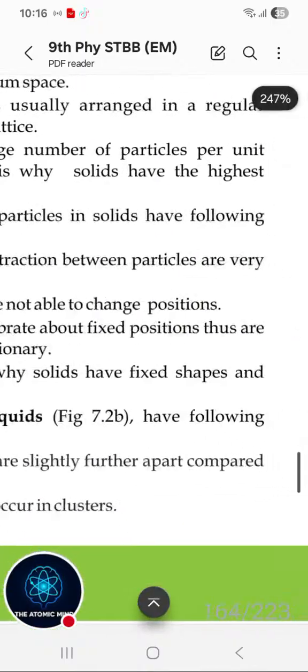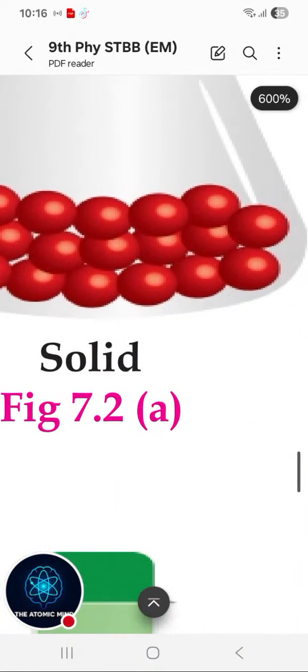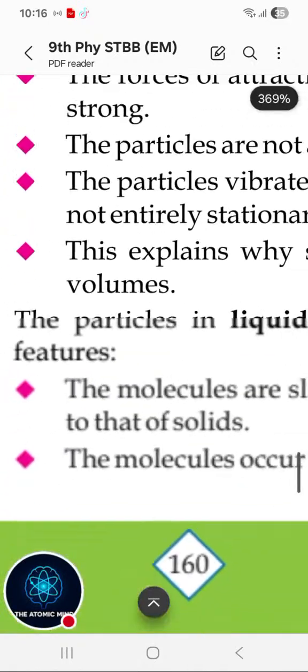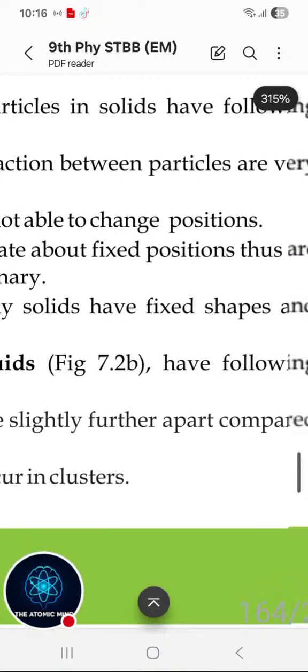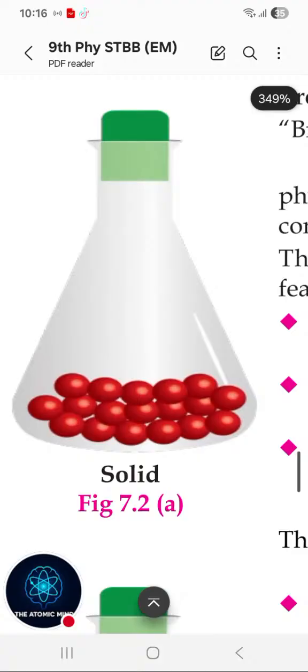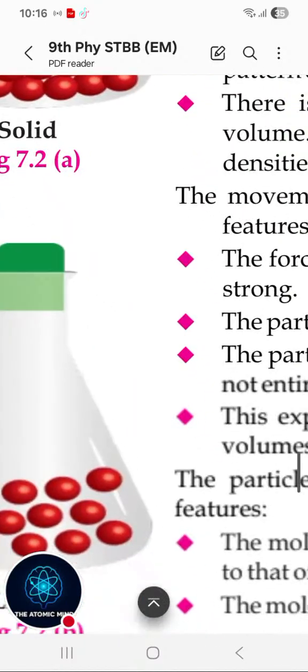The particles vibrate about fixed positions, thus are not entirely stationary. They are arranged, but they vibrate in their positions. So particles are not totally in a stationary position. This explains why solids have fixed shapes and volumes. Now you may understand why solids have a fixed shape and volume: because they have tightly packed particles held by strong forces of attraction, so it has a definite shape.